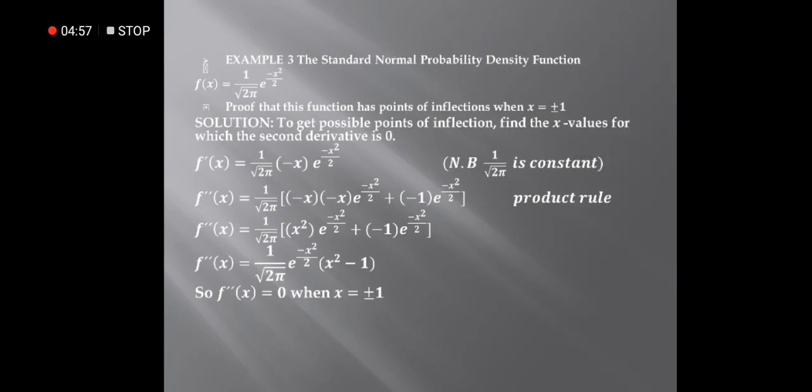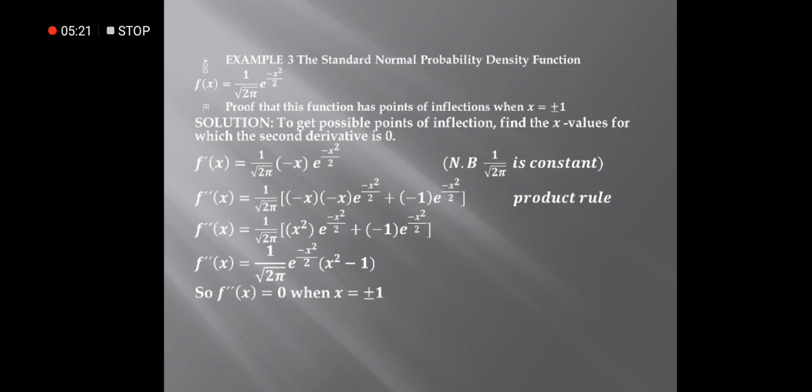Example number 3. The standard normal probability density function: f(x) = 1/√(2π) times e^(−x²/2). Prove that this function has a point of inflection when x equals positive and negative 1. To get possible points of inflection, find the x values for which the second derivative is 0.